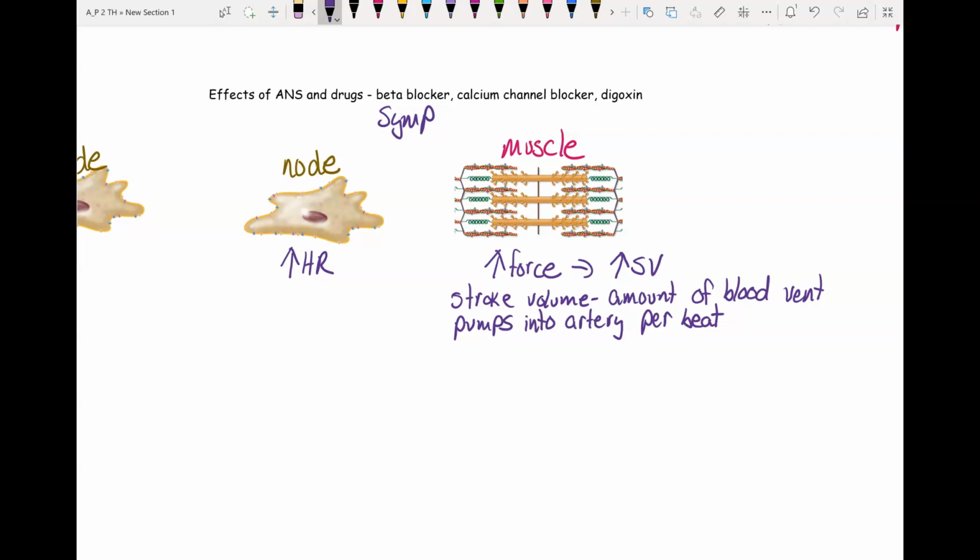And the way you alter stroke volume is by altering force. So we're going to talk about how sympathetic alters the force, and then that ultimately is going to alter the stroke volume. Another thing to keep in mind is to keep these things separate. They are two separate things. Heart rate is the number of beats per minute, and stroke volume is the amount of blood pumped per beat. Students tend to want to use these interchangeably or mix them up, like start off a sentence about stroke volume and then finish the sentence with heart rate. Don't do that. Keep them separate from each other.